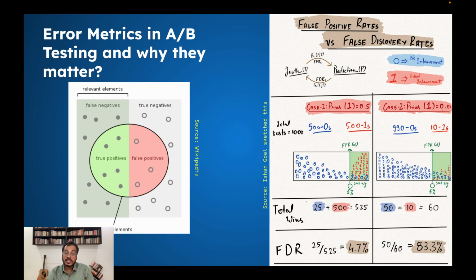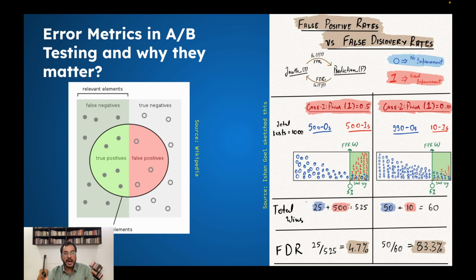So false negative rates are interesting because they can be controlled by the number of samples you put into the test. And the complementary of false negative rate is statistical power. So if your false negative rate is 20%, then statistical power is 100 minus 20%, which is 80%. And we generally don't talk in terms of false negatives. We talk in terms of the statistical power.